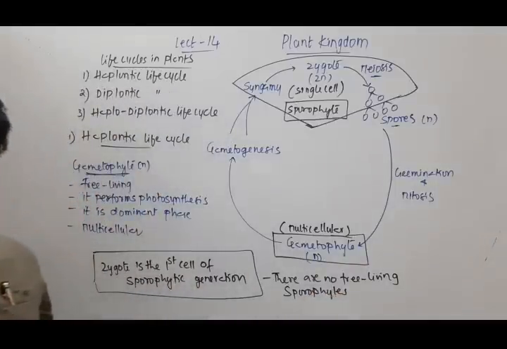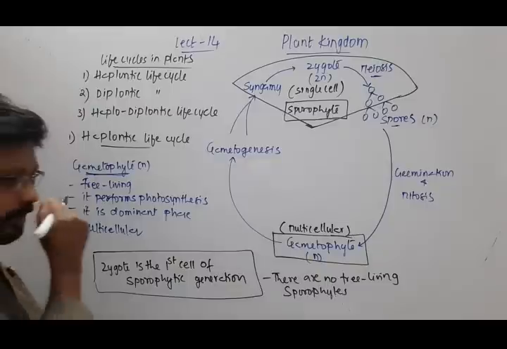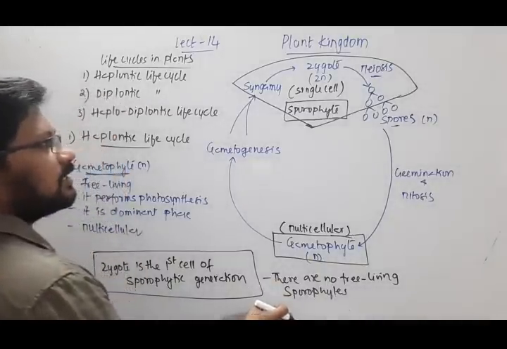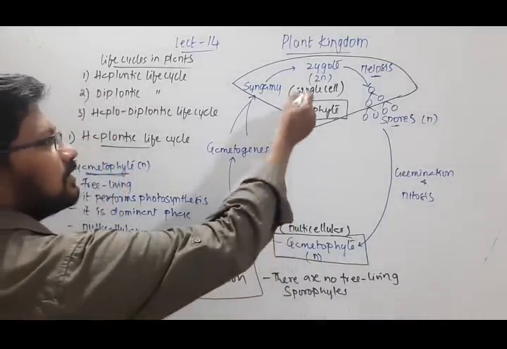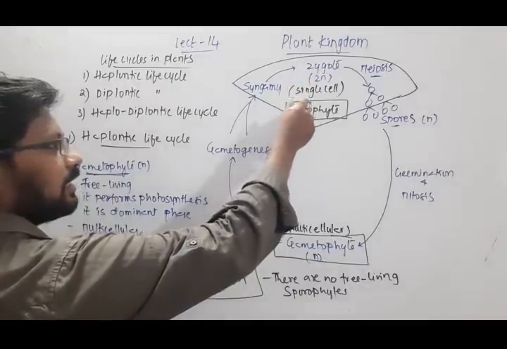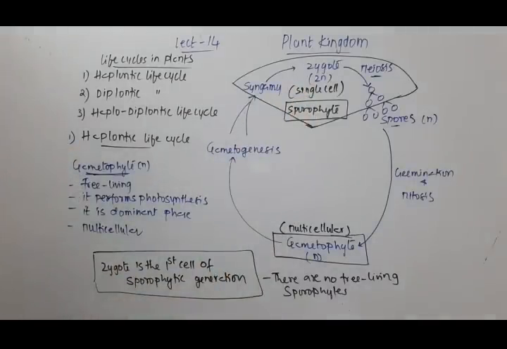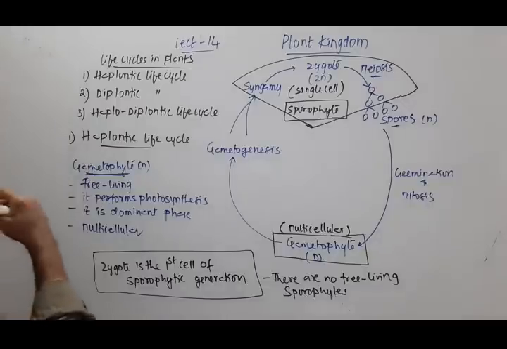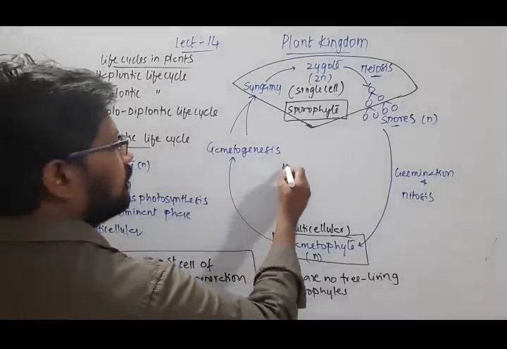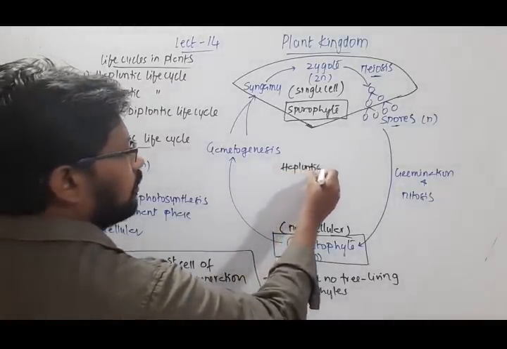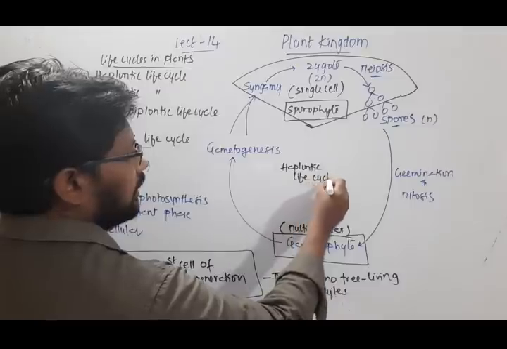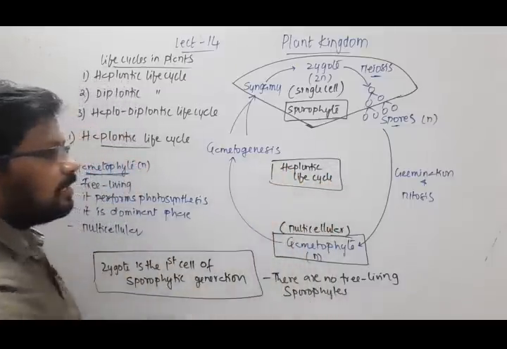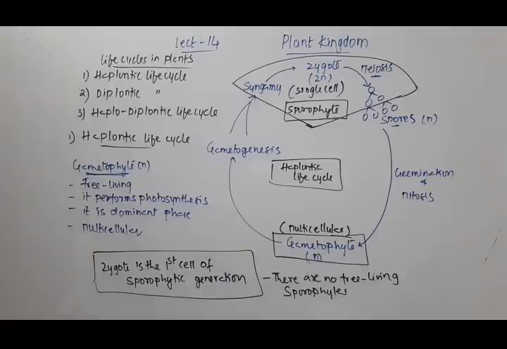So there are no free living sporophytes. Free living sporophytes are not at all present in this case. This is only one cell, and it does not perform photosynthesis, and it is dependent on the gametophyte. So this is what we call the haplontic life cycle. Now, let's see some examples where we see this haplontic life cycle.